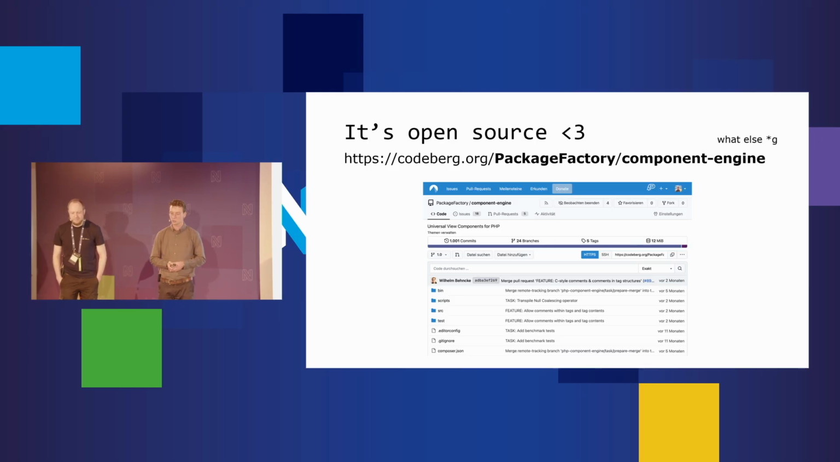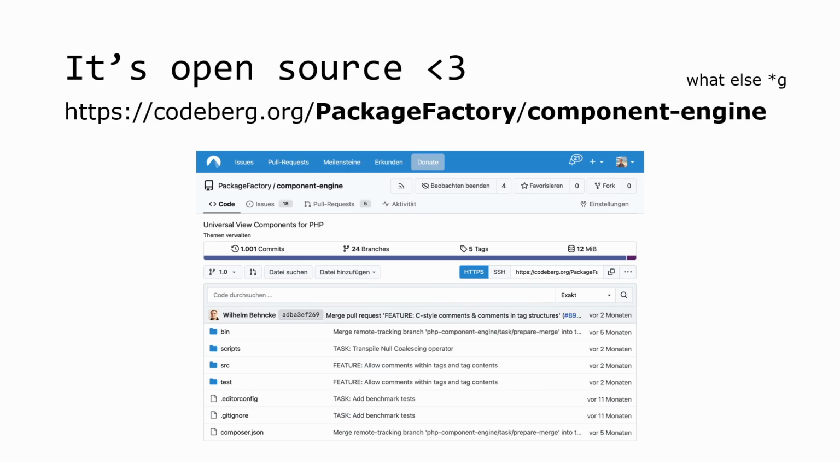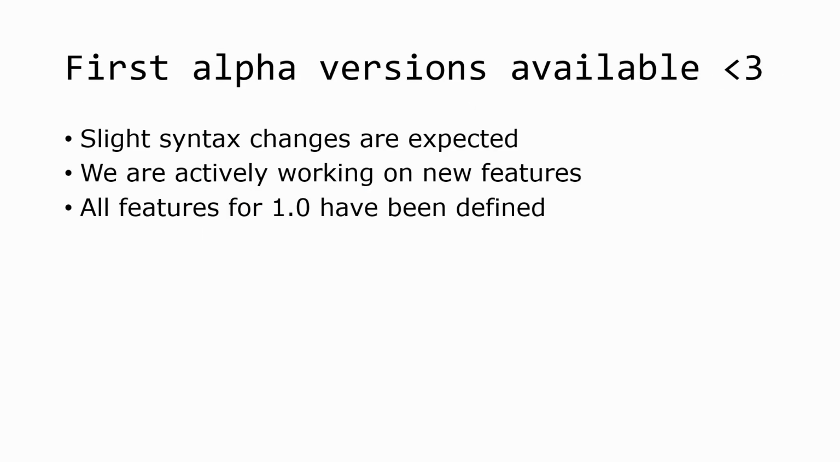Speaking of open source, our code, the component engine, is as well. What else? You can find us at Codeberg in the organization PackageFactory/component engine. And there are already a few alpha versions available. Please do still expect some slight syntax changes, as we are heavily working on new features. Though be assured that we have a plan. We defined all features we like for the 1.0 release, the 4 of us in our yearly meeting in Hamburg. So it's not just another alpha version. It's quite stable when it comes to reliability. So there might be changes, of course, but it doesn't throw too many exceptions. Exactly 0, I'd guess. Because as every good PHP project, it's mostly written in Gherkin.